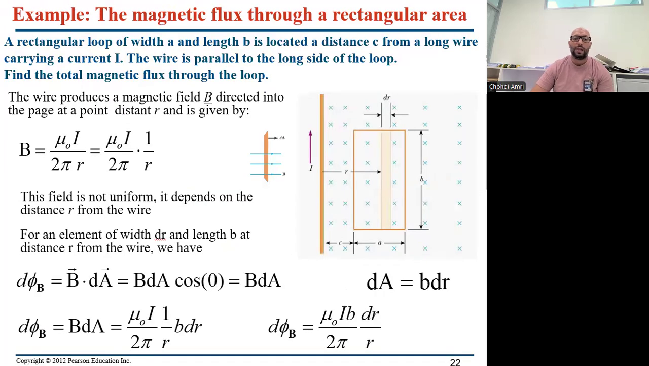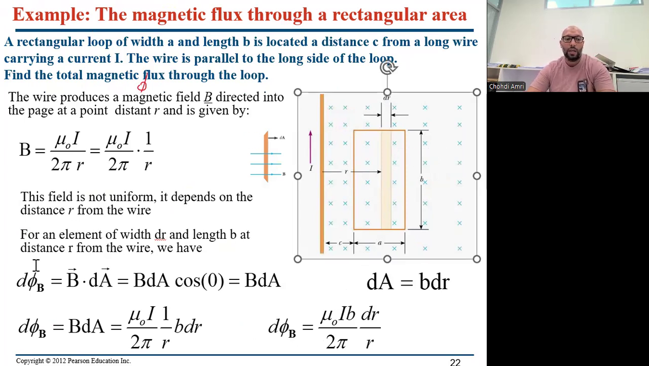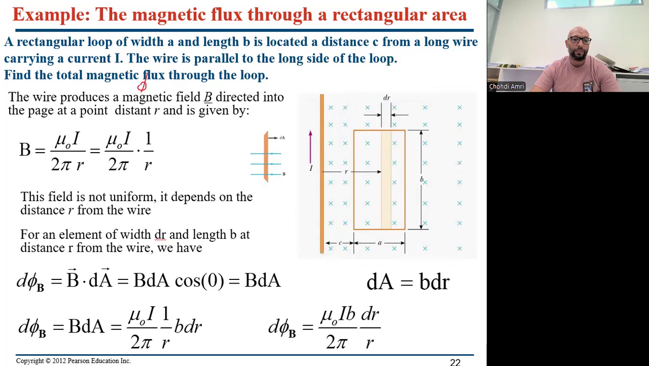We take the last example of this lecture. We have a rectangular loop of width a and length b located at a distance c from a long wire carrying a current I. The wire is parallel to the long side of the loop. Find the total magnetic flux phi through the closed loop. Okay, let me explain step by step.